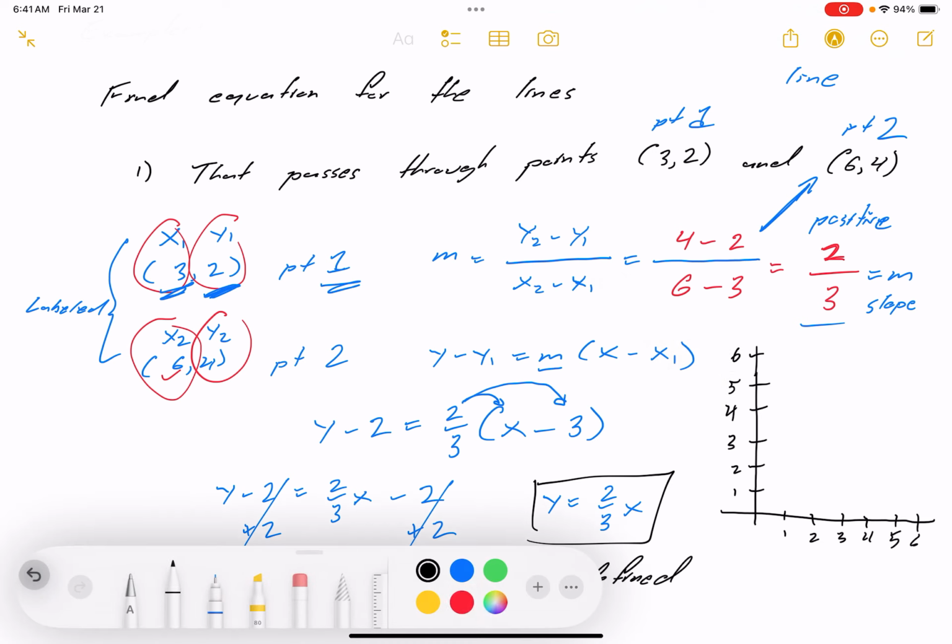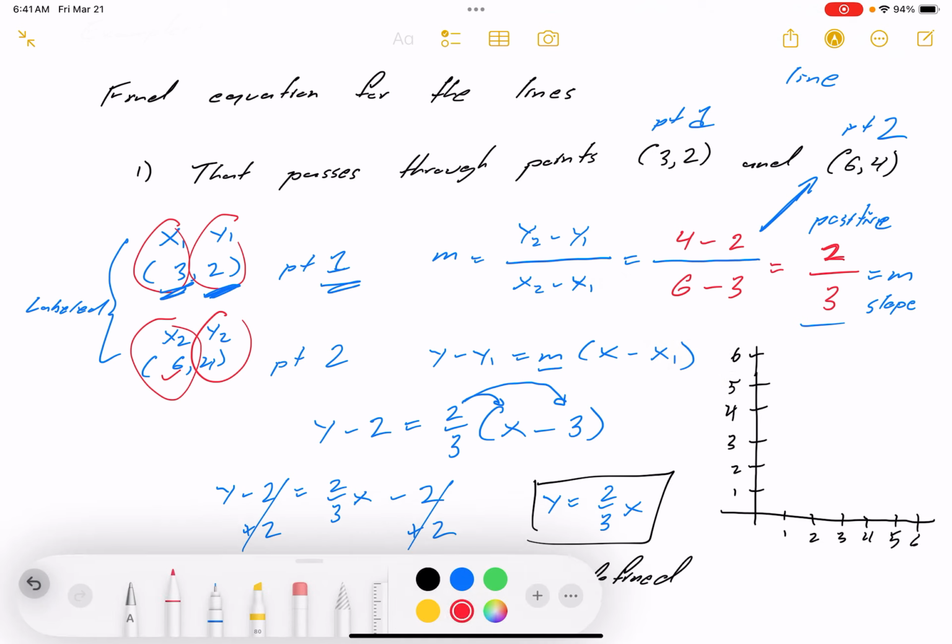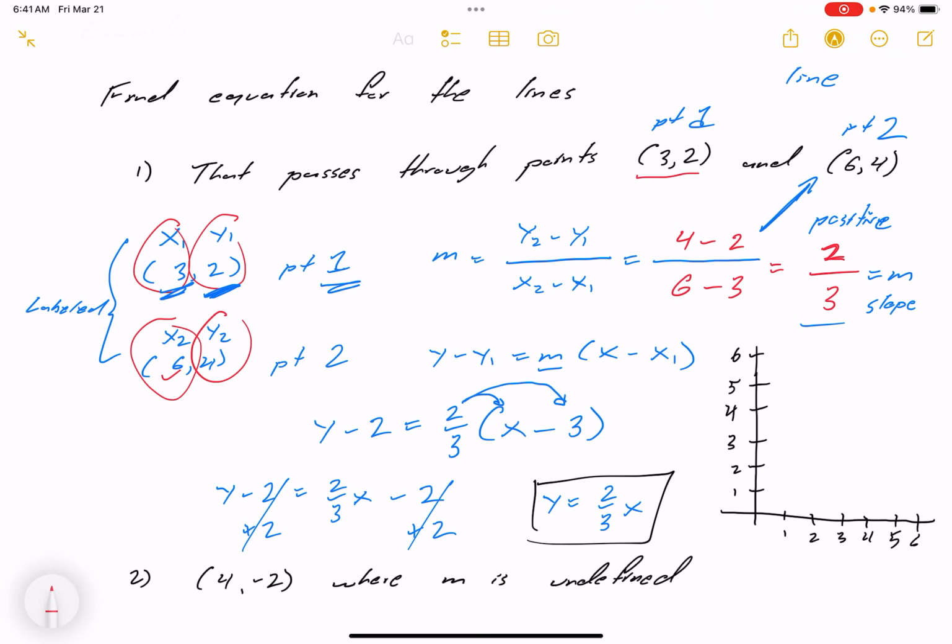So let's plot our points. Our first point is going to be 3, 2. So we go 1, 2, 3, up 2. It's going to go somewhere around here. Our next point is going to be 6, 4. 6 all the way up to 4. So your line is going to look something like this, and it's going up. It's increasing.